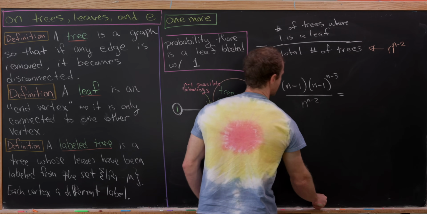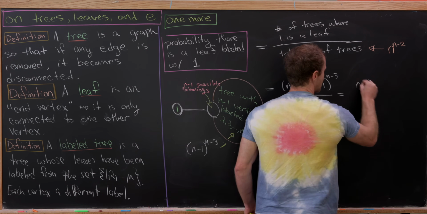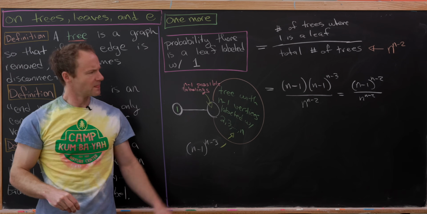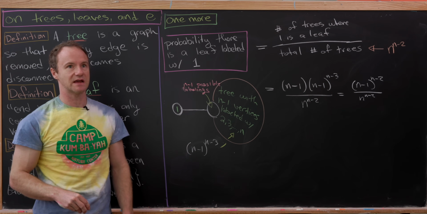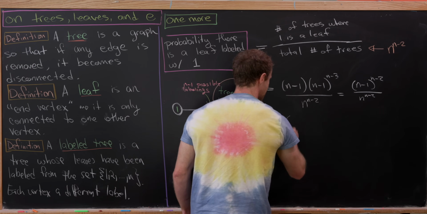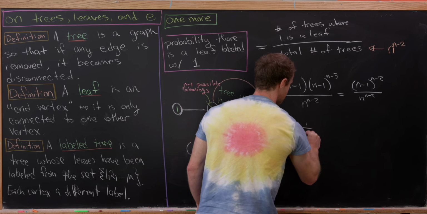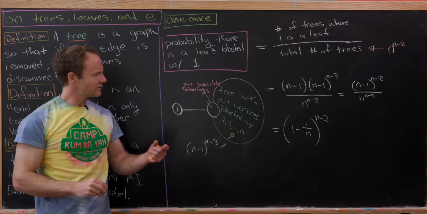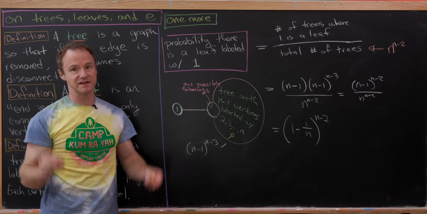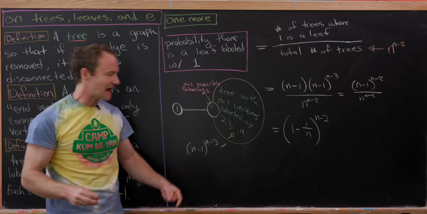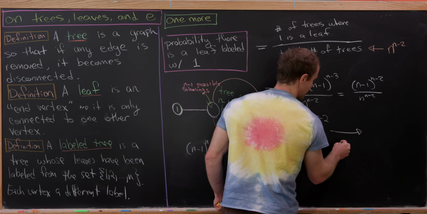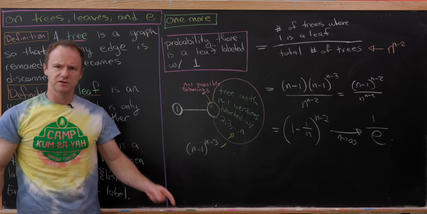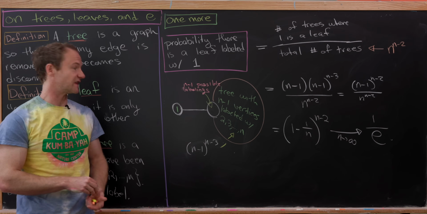But let's look at this. We can rewrite this as n minus 1 to the n minus 2 over n to the n minus 2, just by multiplying out that numerator. Now the numerator and the denominator have the same exponent, so we could potentially simplify this down to something like 1 minus 1 over n, to the n minus 2. But anytime we see something like that, that obviously has a limit, we might as well take the limit. If we take the limit here as n goes to infinity, we get the number 1 over e. So that's how we have a connection with e here.